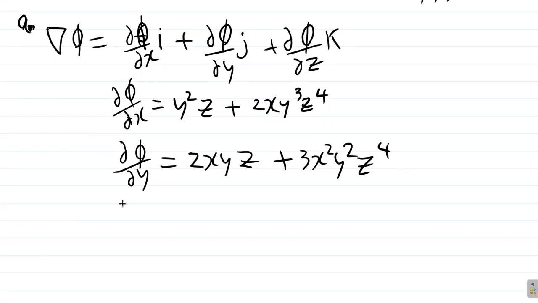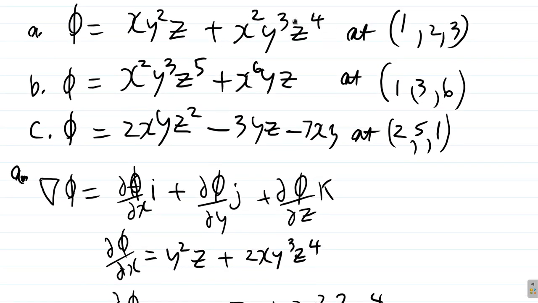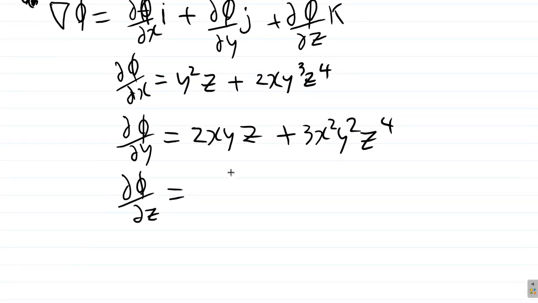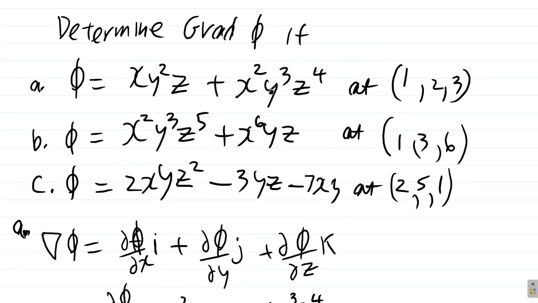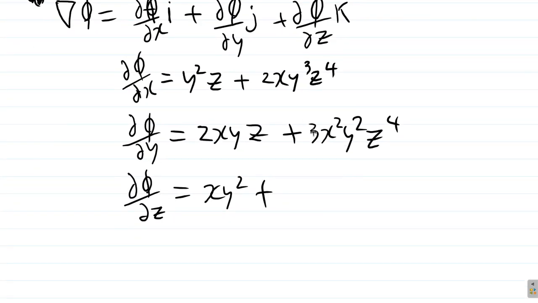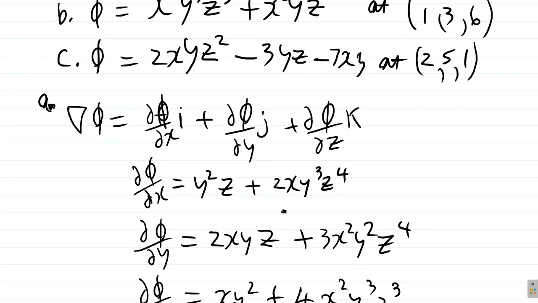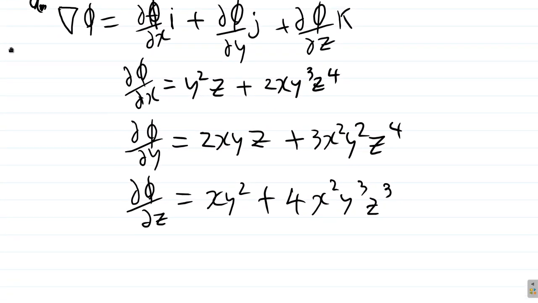And then the partial of phi with respect to z is equal to, with respect to z, xy squared. So the first part is xy squared plus 4 x squared y cubed z cubed. Alright?